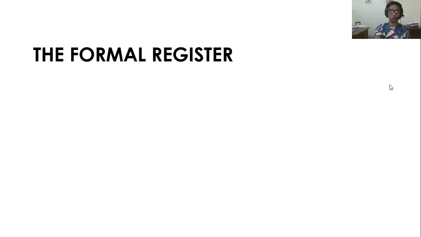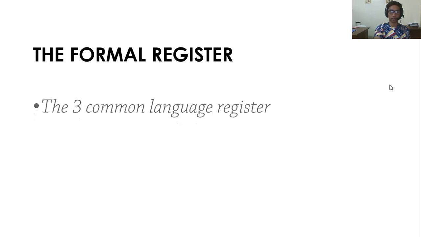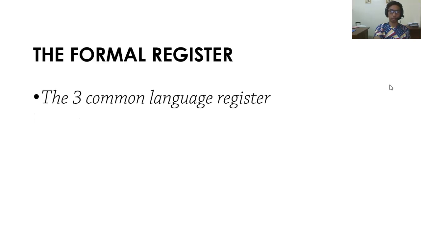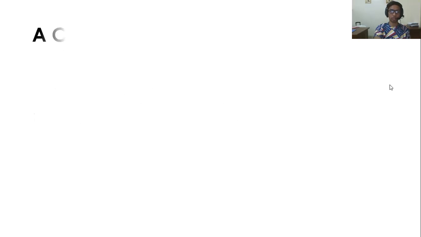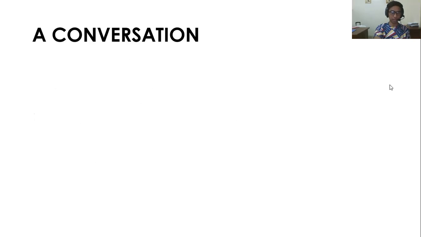The first one is what we call the formal register. There are three common language registers, by the way: the formal, the informal, and the neutral. Let's first deal with the formal register. When we get a chance to talk to somebody in authority, like a doctor or lawyer, we normally use the formal register with them.